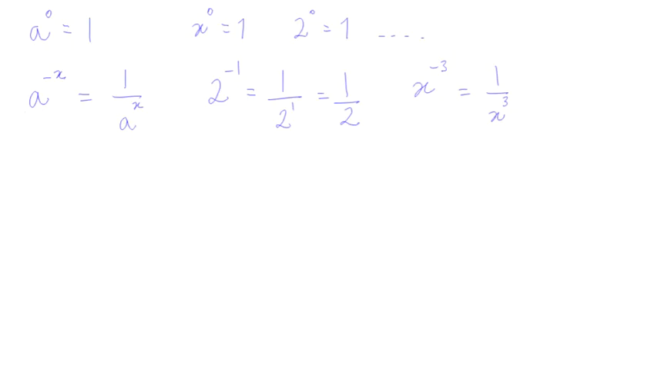If I have two numbers or variables, both raised to the same power, I could actually split this up and multiply. When I remove the brackets, this becomes a to the power x multiplied by b to the power x. So let's take an example. If I had xy to the power 3, that would be x to the power 3 times y to the power 3.